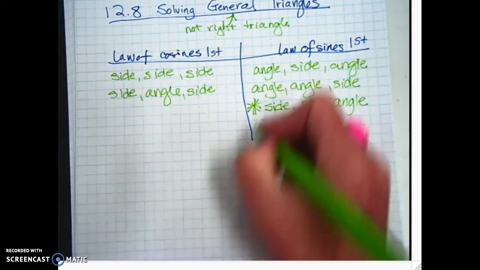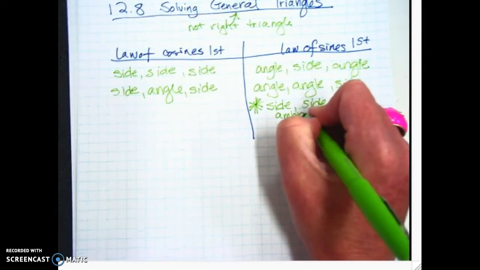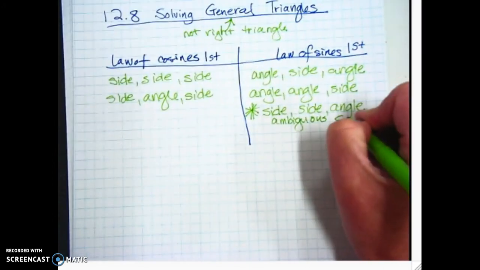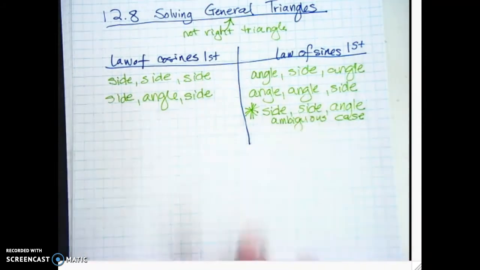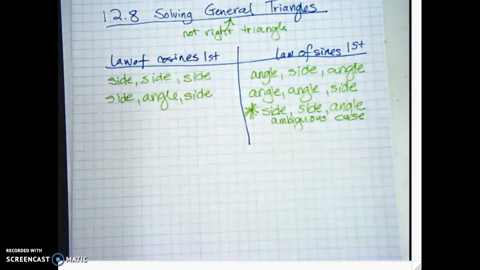This one is what we're going to call the ambiguous case. And if they give you side, side, angle, or angle, side, side, it may or may not solve your triangle. So this word ambiguous, it just means sometimes it's going to work out for you, sometimes it's not. Okay? Hopefully it does, but maybe it won't. All right? So this lesson, there isn't really anything new from what we learned from 12.6 and 12.7, which is good. Okay? So example number 1.